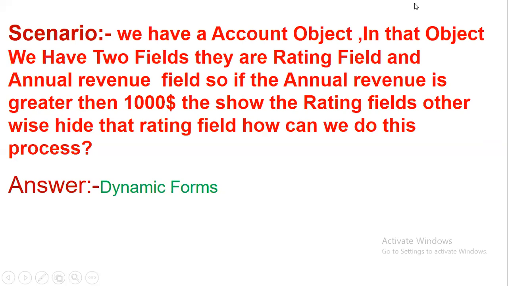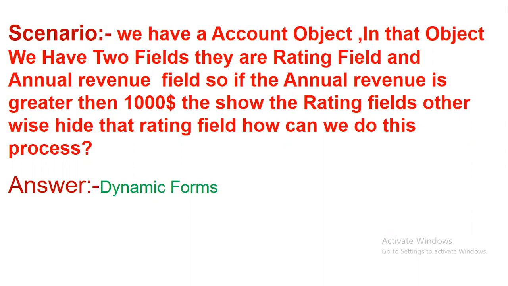The scenario is we have an account object. In that object, we have two fields. One is the rating field and another one is the annual revenue field. If the annual revenue is greater than $1,000, then the rating field will appear. For example, if the annual revenue is entered as $500, then the rating field will be hidden or disappear on the page layout or record page. That is the scenario.